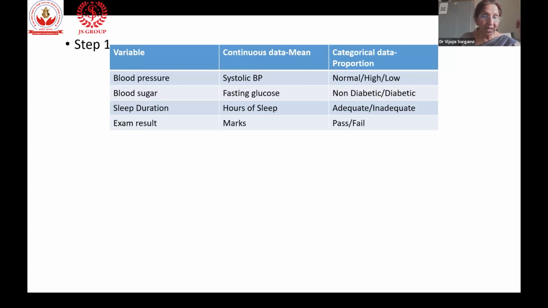Exam results, marks: if they have given marks, we use the mean formula. If they classified as pass and fail, again we will get percentages. So the formula we use is proportion. Using proportion, we calculate the sample size.